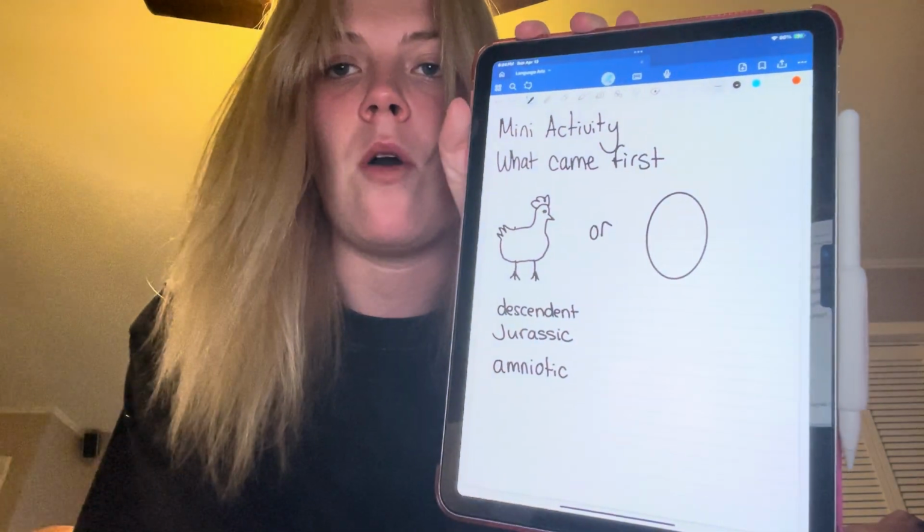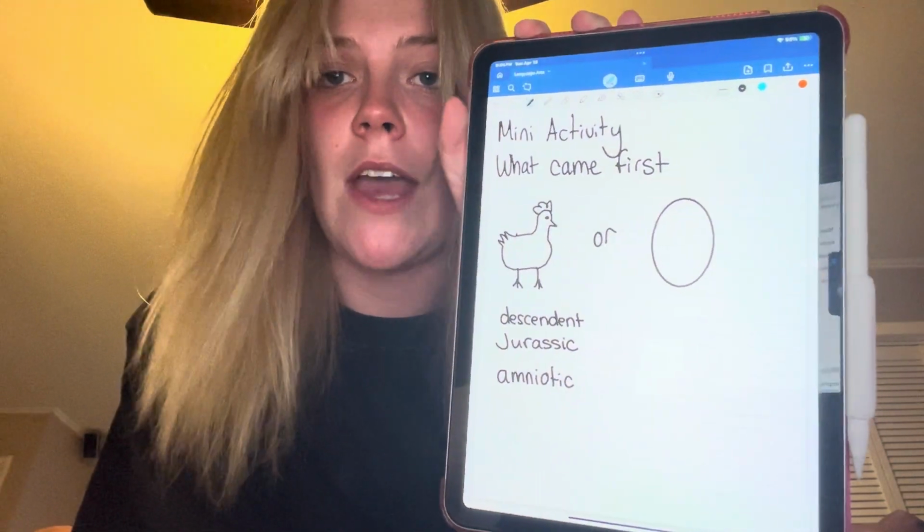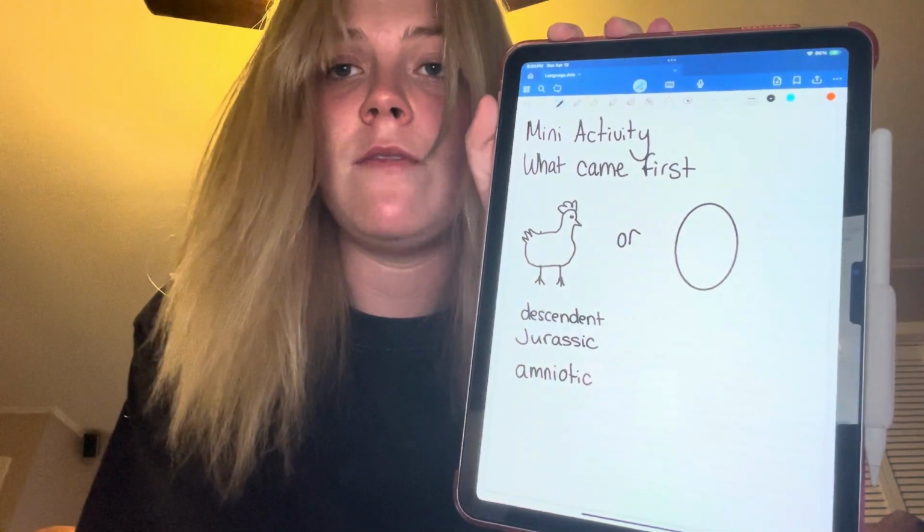First, I'm going to use a mini activity to start instruction with my students to help them get warmed up to discussions and understand the mechanics of discussions. I would do a mini activity of what came first, the chicken or the egg, and I would use prompted vocabulary to help them exercise the use of academic language.